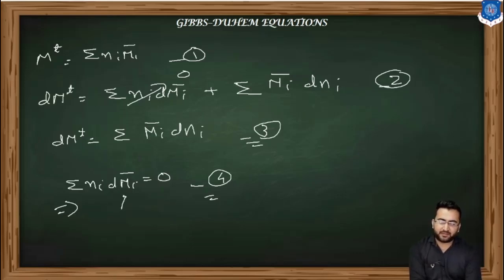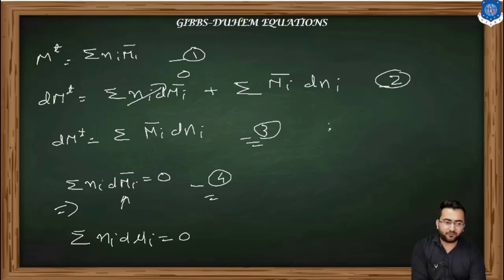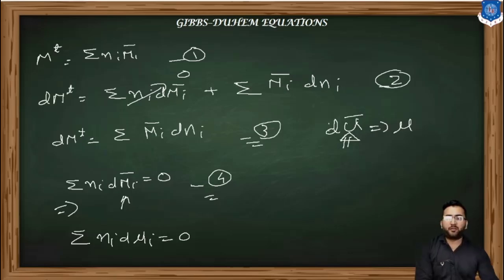If we replace this M with the chemical potential, or with the Gibbs free energy, the term becomes d of g bar, and we know that g bar, the partial molar Gibbs free energy, is known as the chemical potential. So this equation becomes summation of Ni d mu i equal to 0.